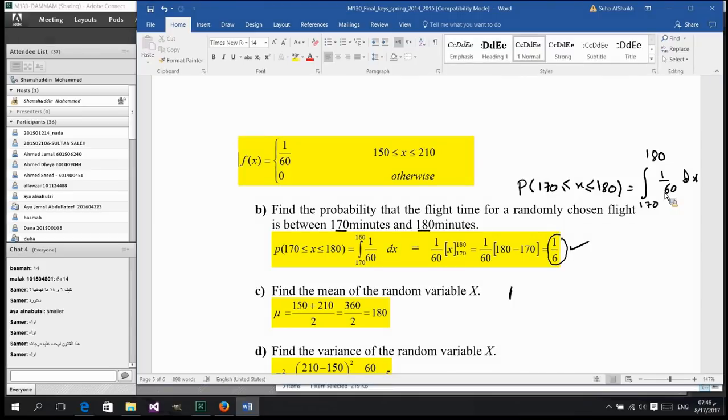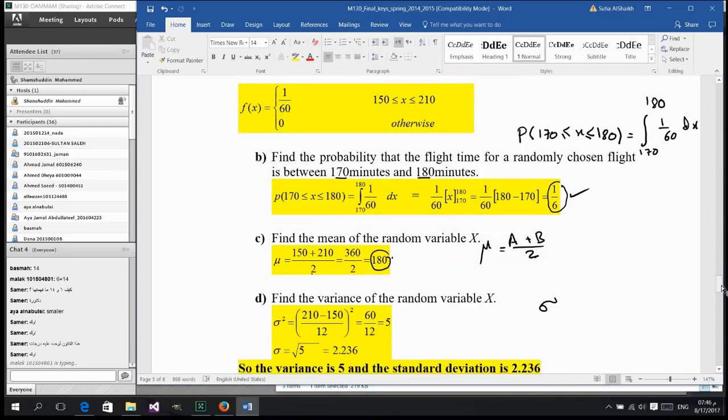Find the mean. The mean is (a plus b) over 2. So 150 plus 210 over 2, 360 over 2, which is 180.